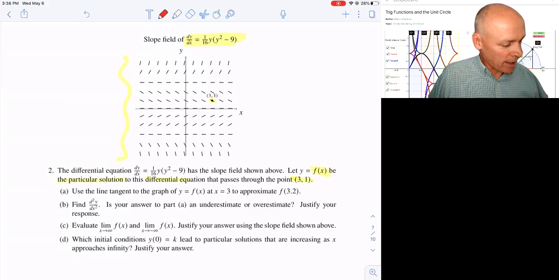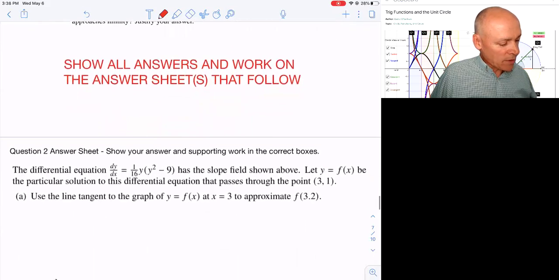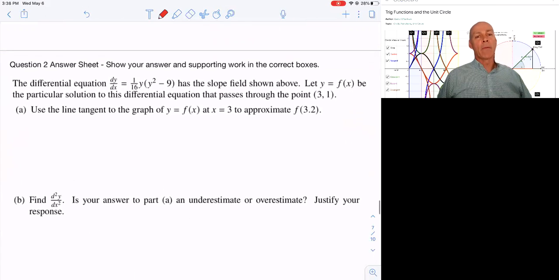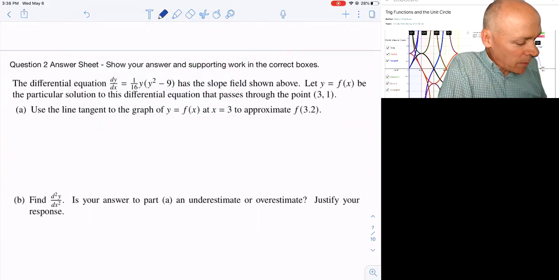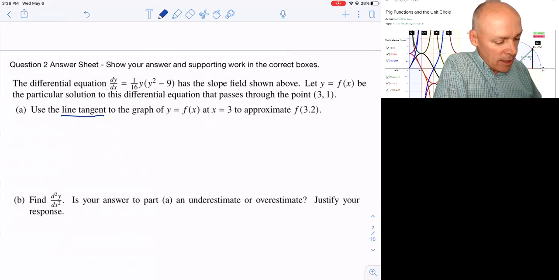All right, so part A. Use the line tangent to the graph of y equals f of x at x equals 3 to approximate f at 3.2. Okay, so this one is right in our wheelhouse. So first thing we want to do is come up with our tangent line equation. And so our point of tangency is going to be given as (3, 1).